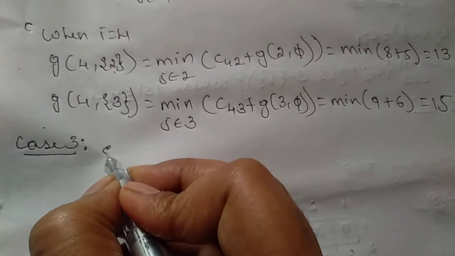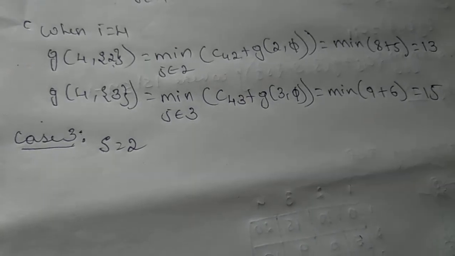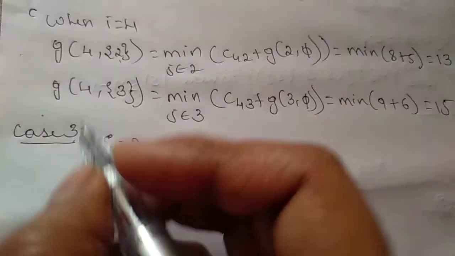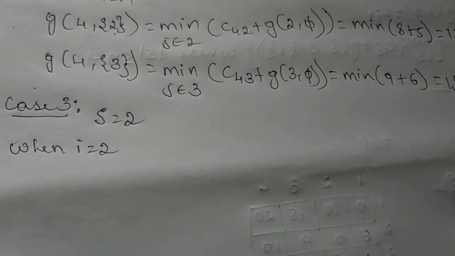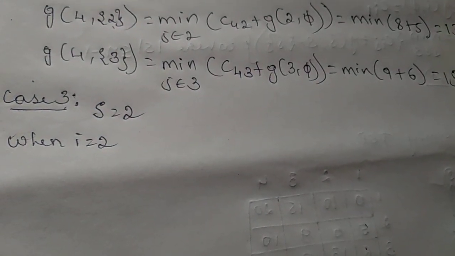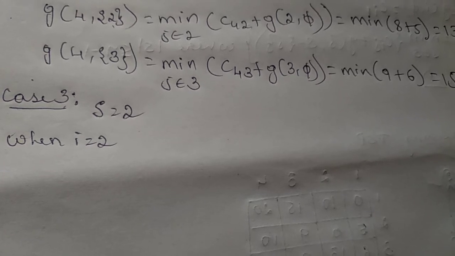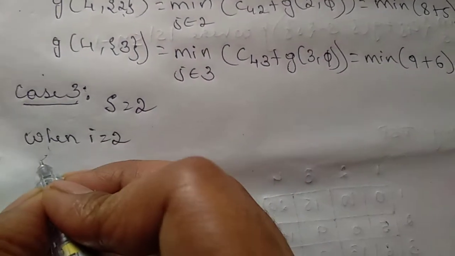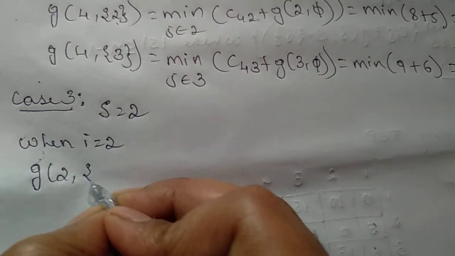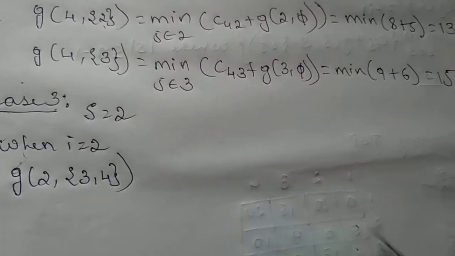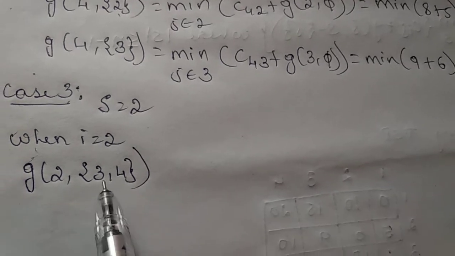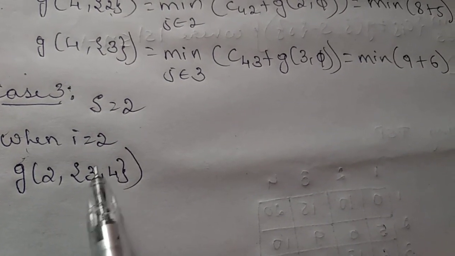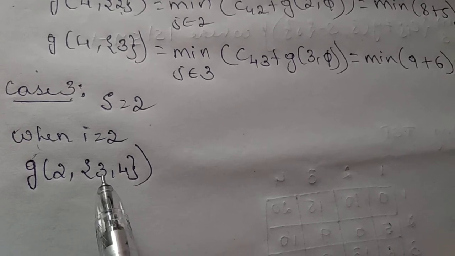In case 3 you have to consider s is equal to 2. That is, you have to consider two vertices in a set at a time. First I'll consider when i is equal to 2. Okay, in the same way. From 2 I have just told you it can either go to 3 to 4. So I'll take it as a set, g of 2 comma 3 comma 4. So we can have both the possibilities over here. It can go first to 3 then to 4, or first it can go to 4 then to 3. Both the possibilities here only we can check.